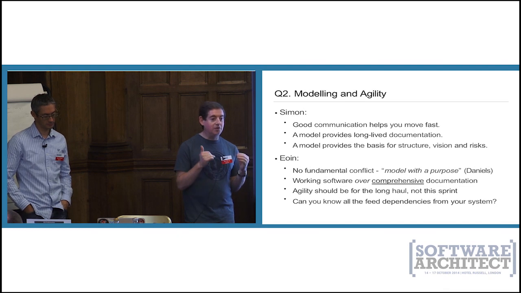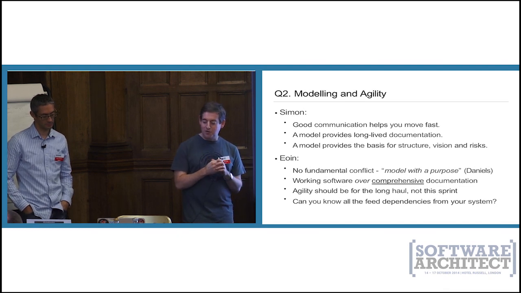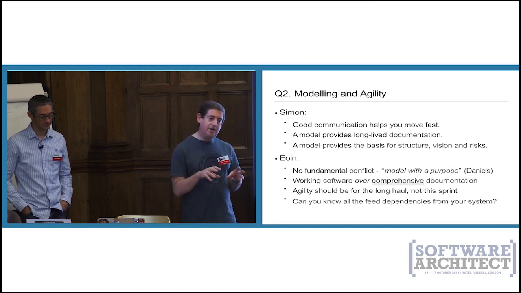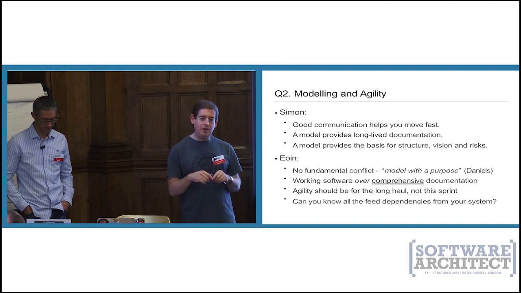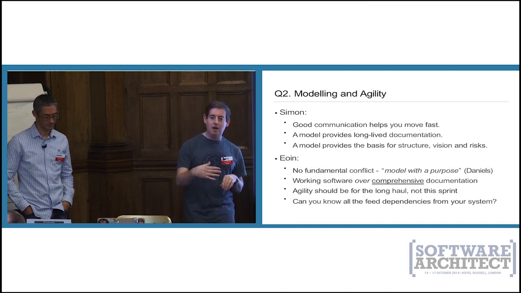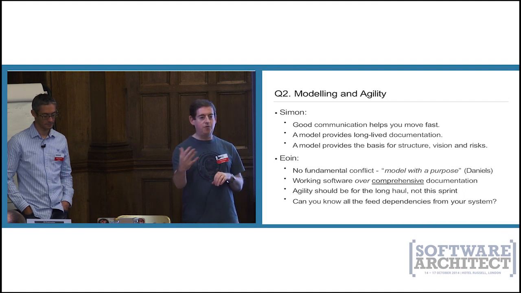After all, the manifesto, as I'm going to point out, values working software over comprehensive documentation. It doesn't say documentation is working software. The thing is, agility needs to be for the long haul. It's quite easy, I would argue, to be agile for a year or so on a mid-sized system. But you need to be agile for 5 years on a million-line code system. That's the size of the problem we're actually asking agile development to address.